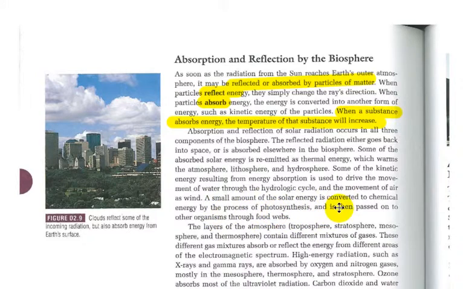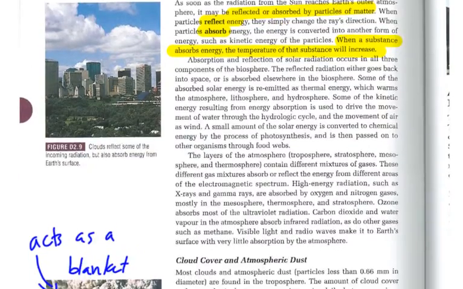A small amount of solar energy is converted into chemical energy through photosynthesis, as we've seen earlier, and is then passed on to other organisms. So some of that energy is used in photosynthesis in plants, and of course we saw what happens with that.